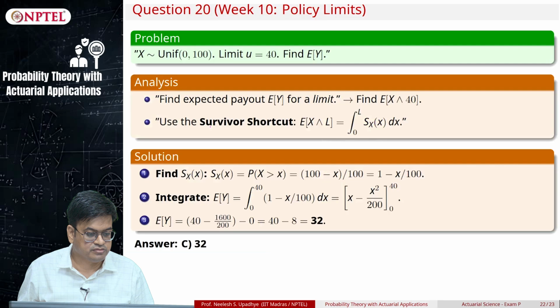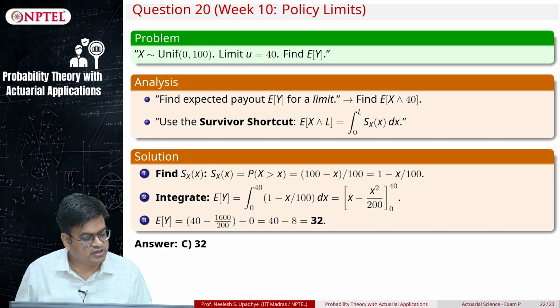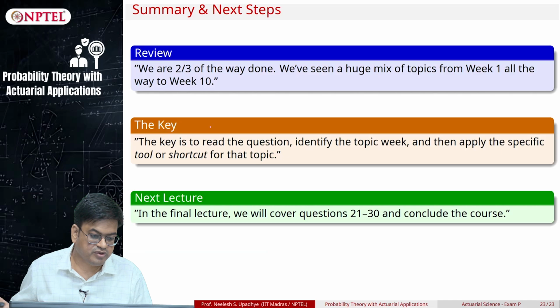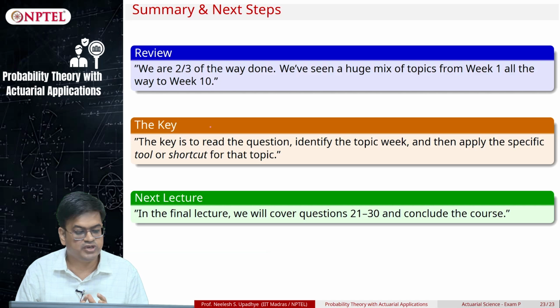Here are the details of the calculation or the procedure. Then we have completed all problems up to question 20, and we have come to the end of the second lecture for problem solving. So, here is the summary. We are 2/3 of the way done. We have seen a huge mix of topics from week 1 to week 10, and the key idea here, by now you must have realized, is you read the question, identify the topic, and then apply the specific tool or shortcut for that topic.